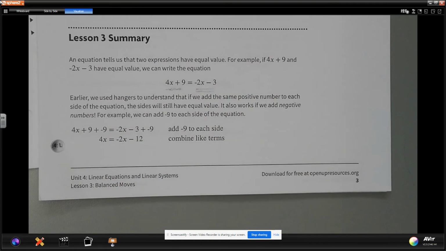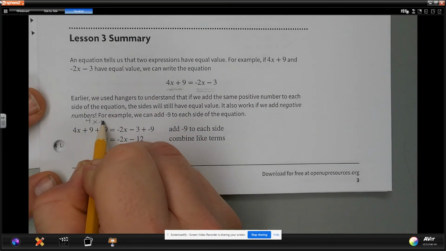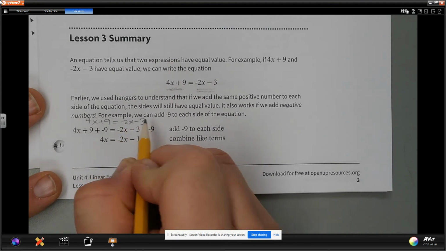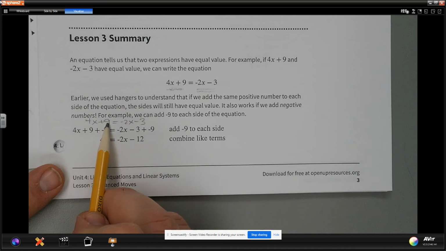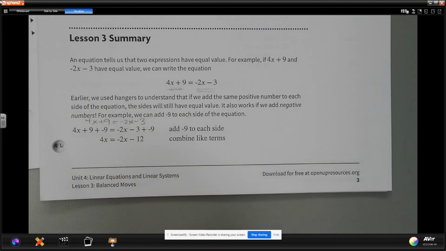Earlier, we used the hangers to understand that if we add the same positive numbers to each side of the equation, the sides will still have the same equal value. It also works with the negative numbers, meaning when we take away a value, we can recognize that those values also eliminate something. So when we look at this side, if we had that same value at the very beginning, 4 times x plus 9 is equal to a negative 2 times x minus 3. What we did here to eliminate this positive 9 is we added a negative 9, or the additive inverse is what that's called.